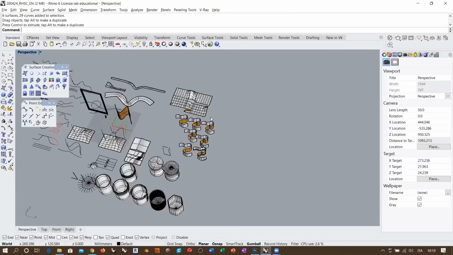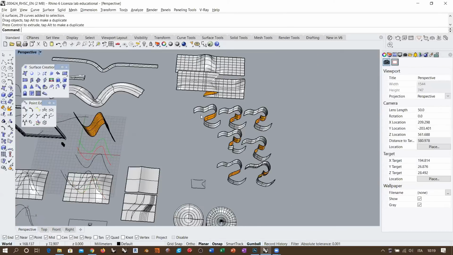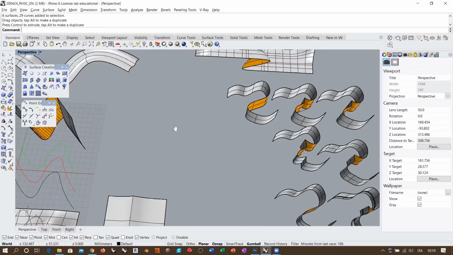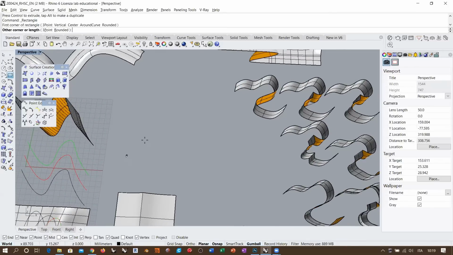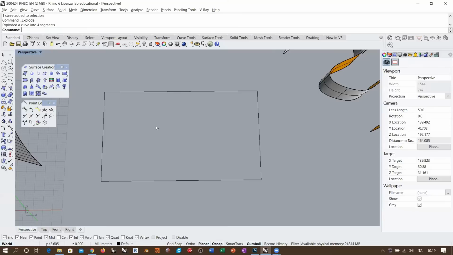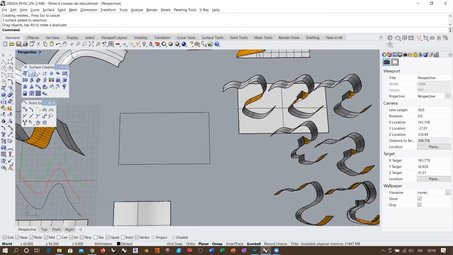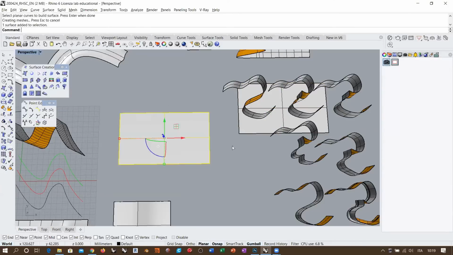Okay. Now, I'm going to explain this like this. I'm going to take a very simple situation, which is a rectangle, and I'm going to explode it. If I want to create a surface here, well, I can use almost all of these commands, no? Because I can use the surface from 4 points, and I get this one. I can use the surface from planar curves, and I get this one.